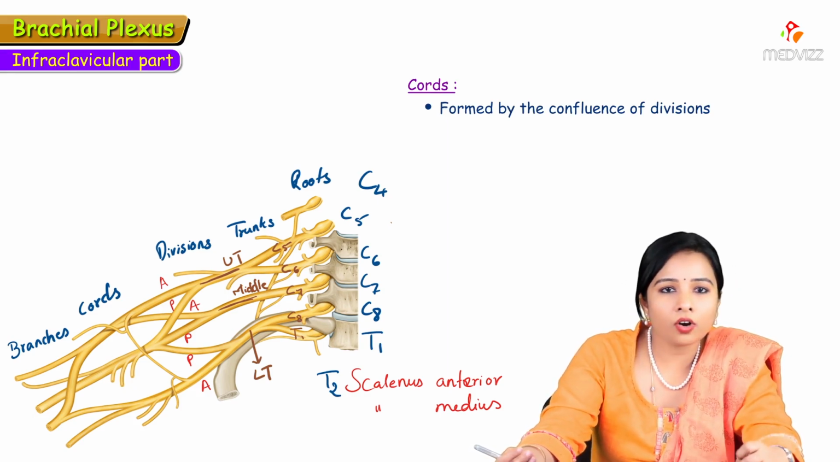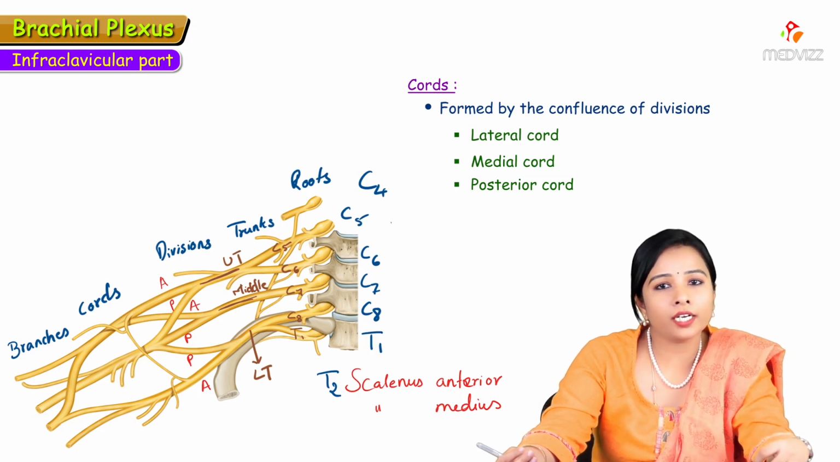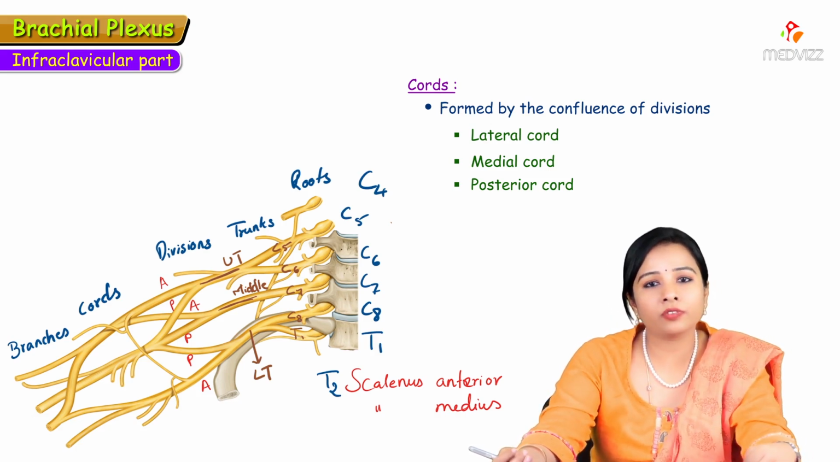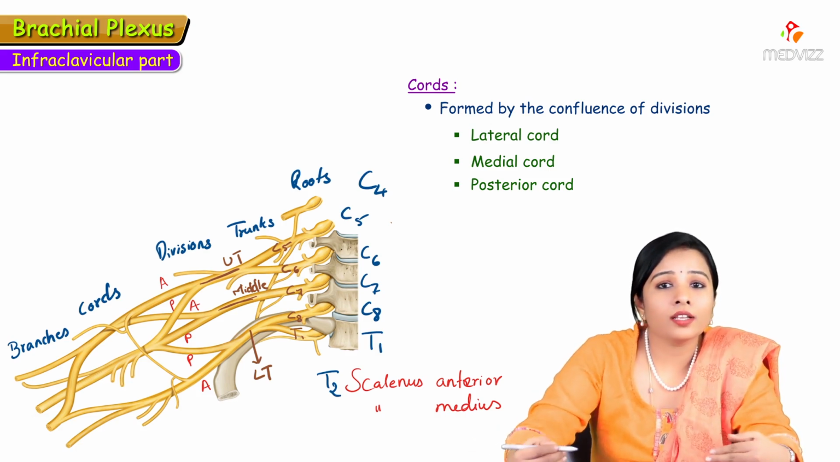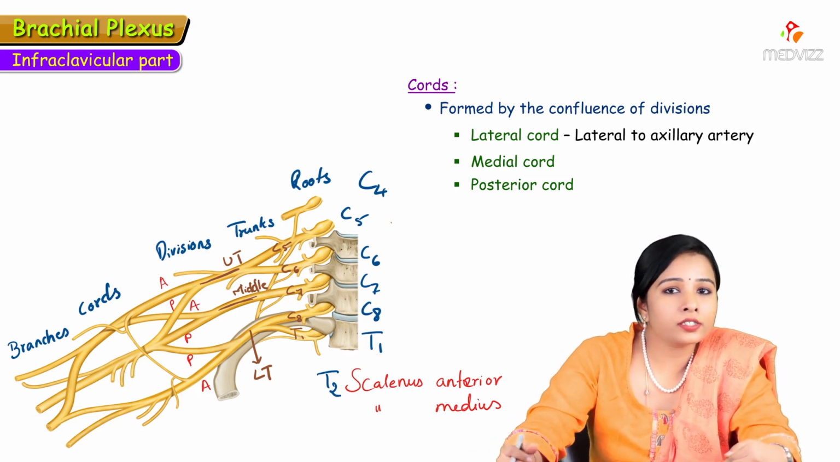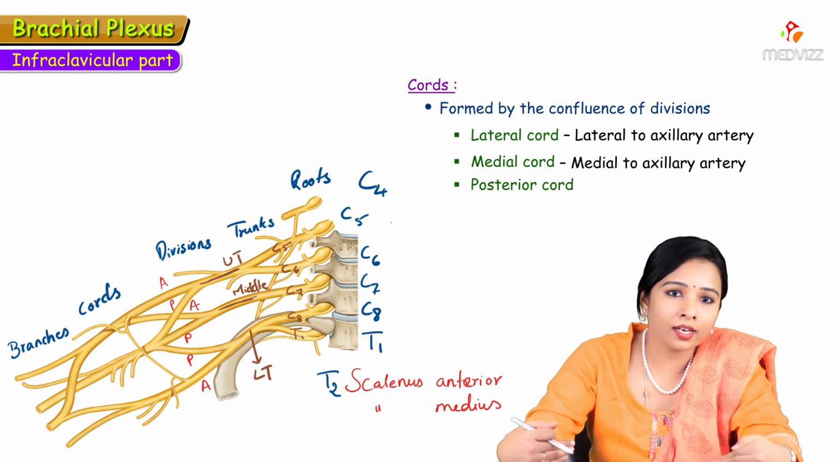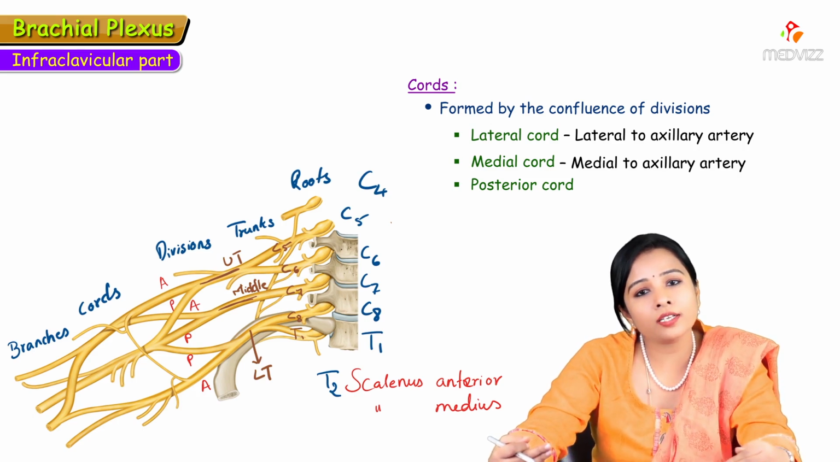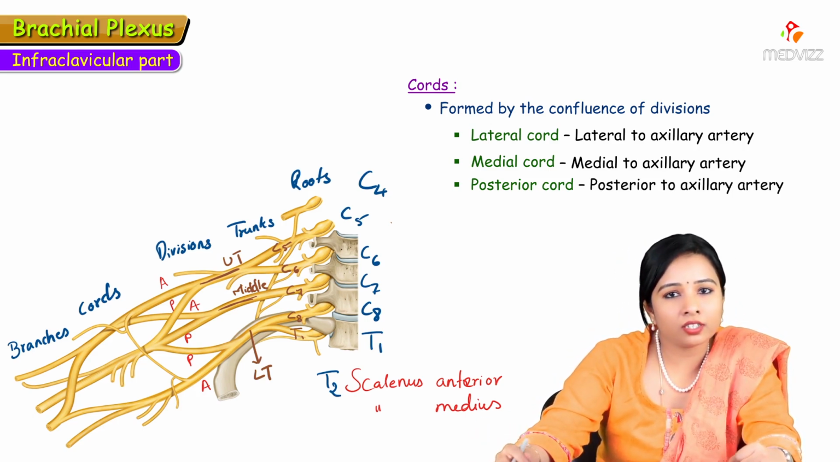So there are three chords: lateral, medial and posterior chord. These chords are named based upon their relationship with the second part of axillary artery. Means the lateral chord is present lateral to the axillary artery, medial chord is medial to the axillary artery, and posterior chord lies posterior to the axillary artery. First we will see the lateral chord.